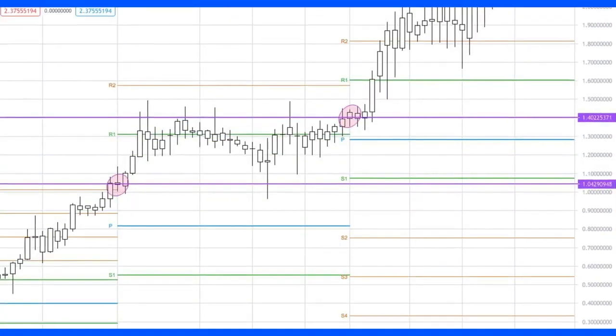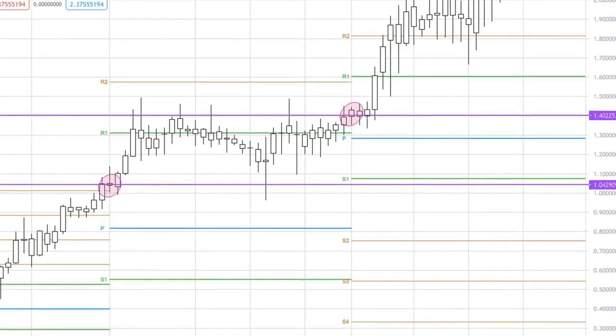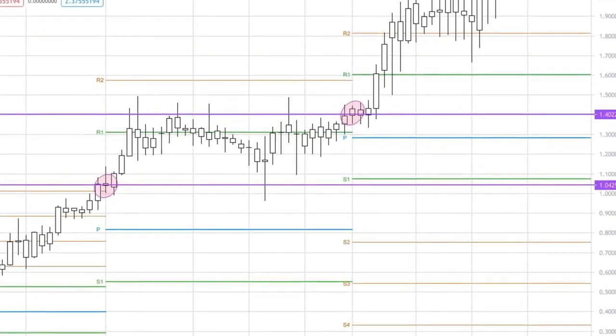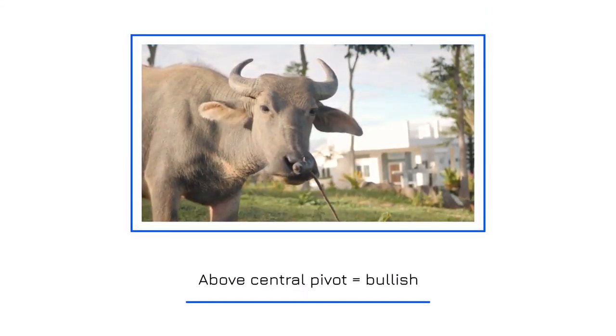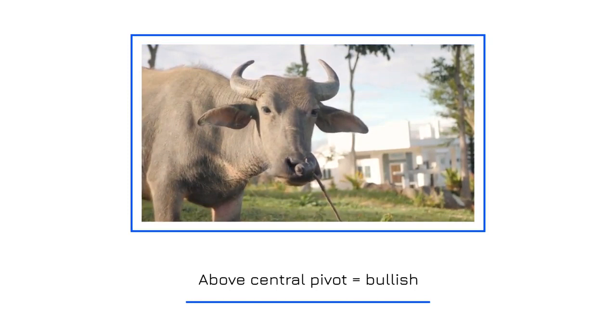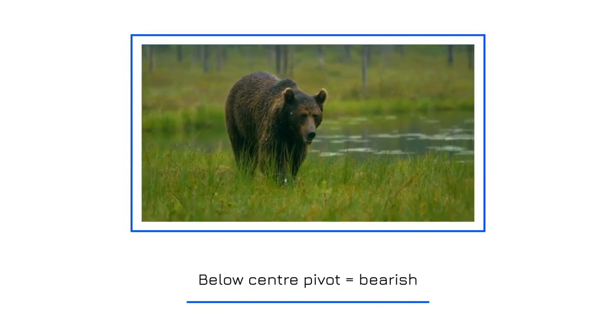When a new set of pivot points are created, price always starts between R1 and the central pivot point, or the S1 and the central pivot point. When using pivot points as an indicator, the general rule is that when a cryptocurrency is above the central pivot point, it is bullish. However, when price is below the center pivot point, the indicator is bearish.